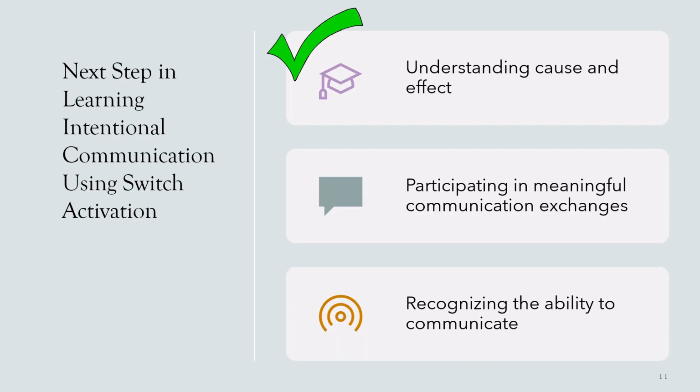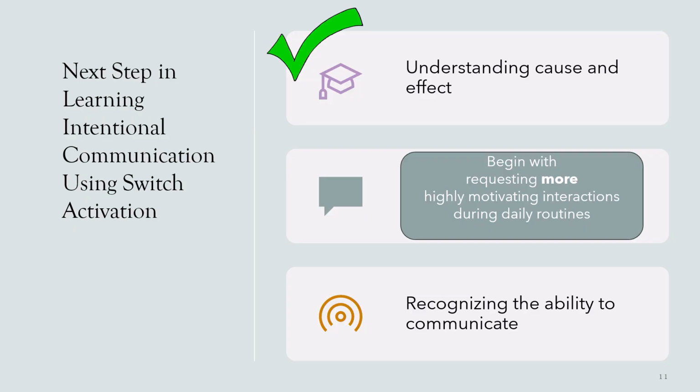So now that a student has a good understanding of cause and effect, the next step in learning intentional communication using switch activation is participating in meaningful communication exchanges. We usually begin with requesting more of highly motivating interactions during daily routines. Starting with more provides multiple opportunities during various interactions to communicate. These interactions lead the student to recognize he has the ability to communicate, to control, and engage with his world.